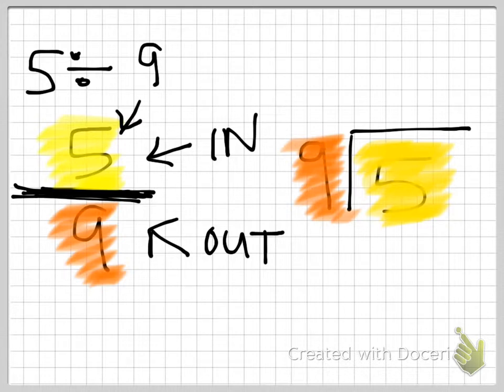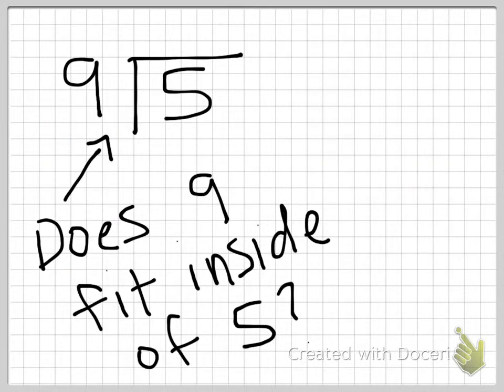Then, the next thing that you're going to ask, and every single time I ask you, is what's the question that you're going to ask? If we have our 9 outside, you need to ask, does 9 fit inside of 5? And you go from there. If it does not, remember, if you add the decimal, you add it here, you've got to add it up here. So make sure you do that, and then you can add your 0. Now, does 9 fit into 50?